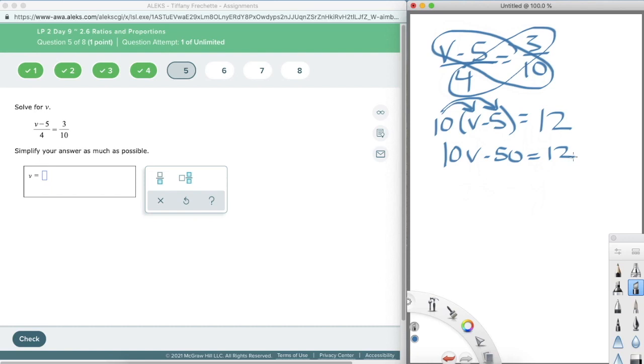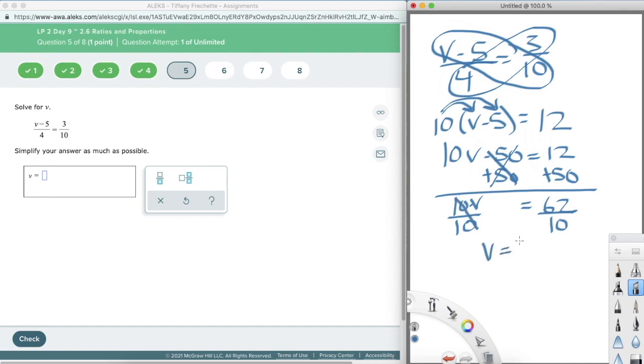So I'm looking at what's being added or subtracted to the variable. Well, 50 is being subtracted, so I'm going to add 50 to both sides. And then we have 10v drops down, 50 minus 50 cancels. That's going to equal 62. So now what's being multiplied or divided to the variable? We have 10. I'm going to divide because it's being multiplied. So I'm dividing by 10. 10 divided by 10 cancels, and we have v equals, it doesn't tell me to do any rounding here.